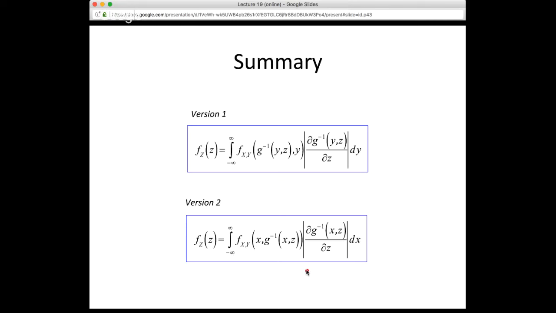And so basically, here's the summary. We've got the derived PDF for z based on the joint PDF for x and y. And then we have one version of this formula if we solve for x in terms of g inverse of y,z, or another version of the formula if we solve for y in terms of g inverse of x and z.